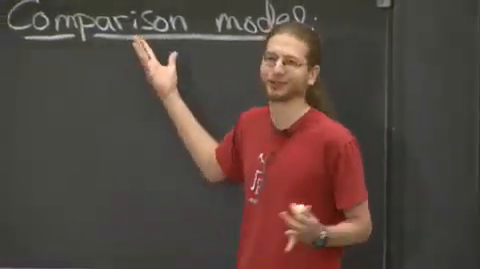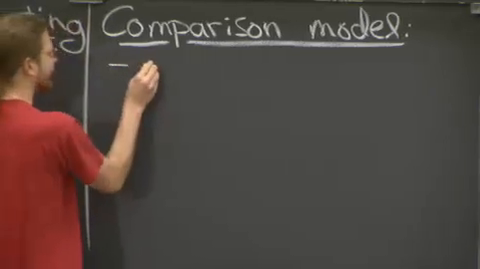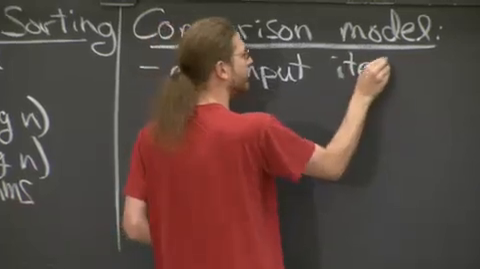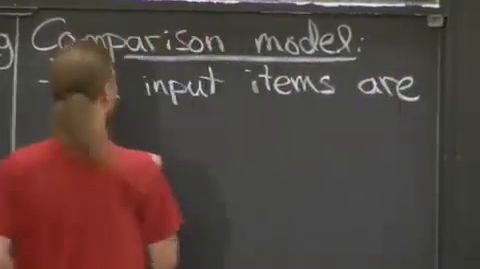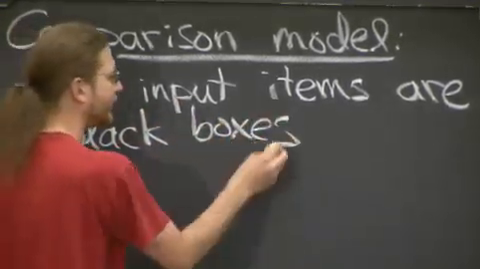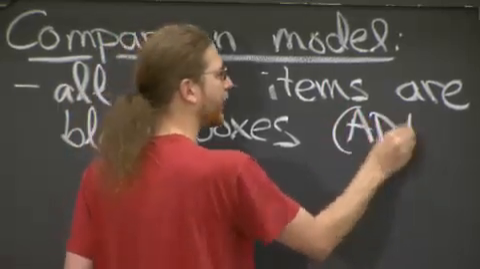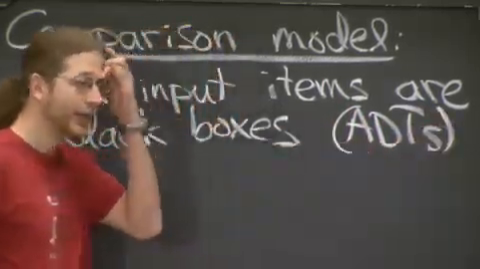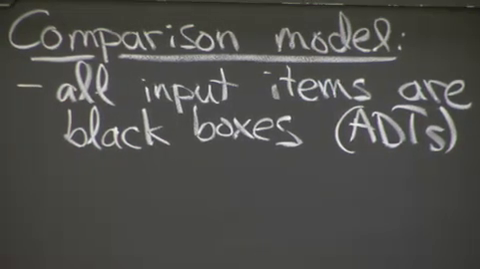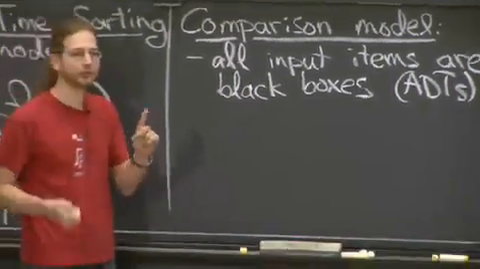The idea in the comparison model is to restrict what kind of operations we can do to be comparisons. It's very straightforward. All input items are black boxes, you could say, in that you don't really know what they are. And a formal notion of black boxes is something we talked about last class at the end, abstract data type. So it's a data structure, if you will. Every item that you're given is a data structure. You want to sort them. And the data structure supports a single operation, which is compare to another one.